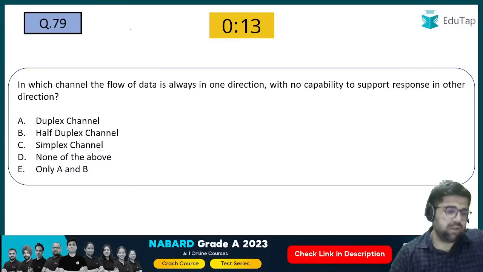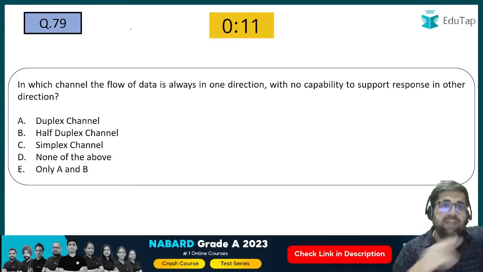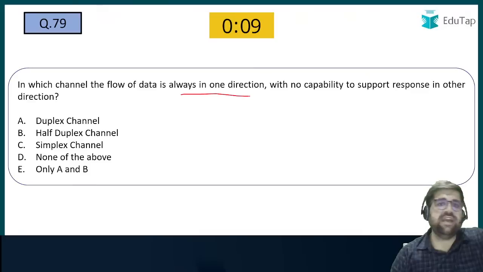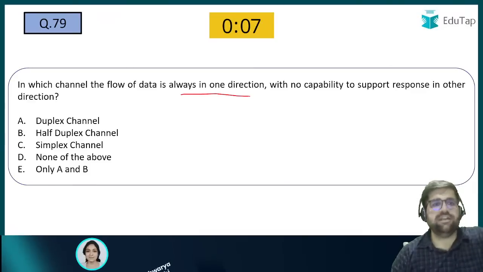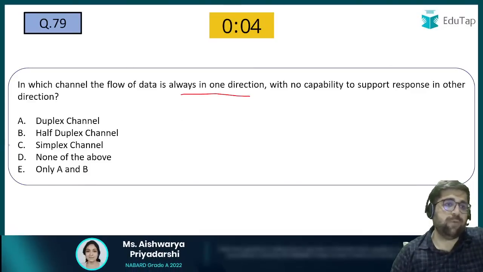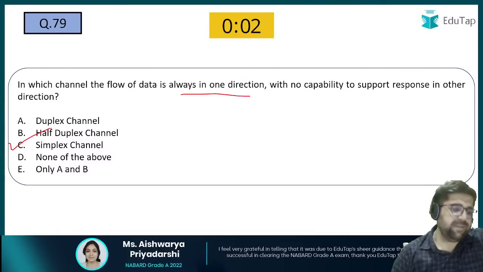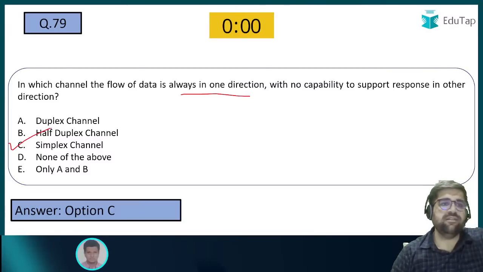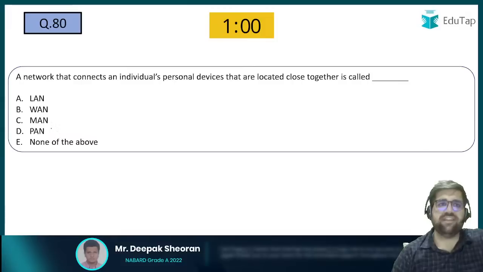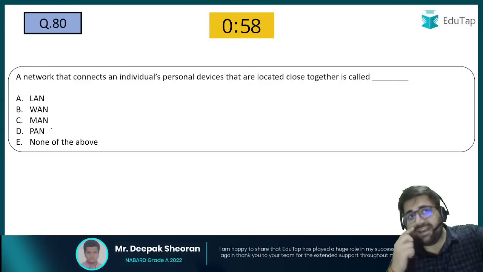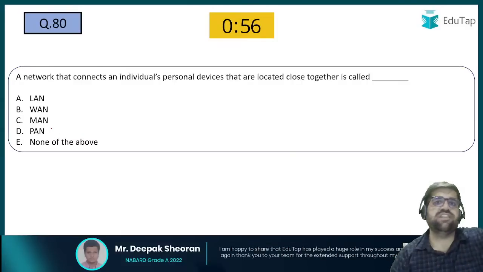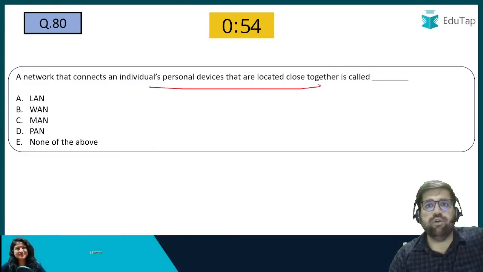Okay? In which channel the flow of data is always one direction? One direction, it is also one of the most popular English band. The answer will be simplex channel. Okay? The answer will be simplex. This thing we have discussed. Question number 80. A network that connects individual personal devices that are located close together.